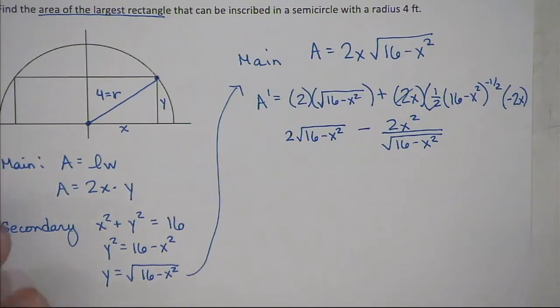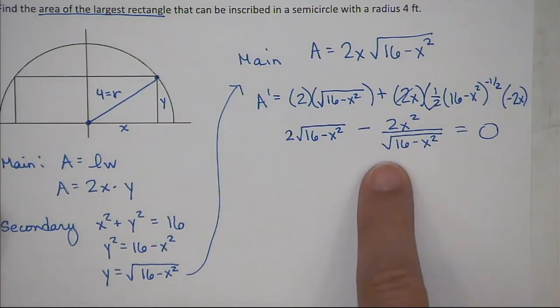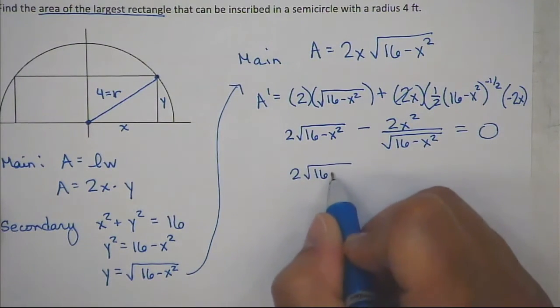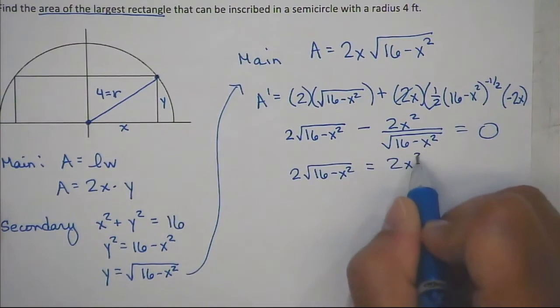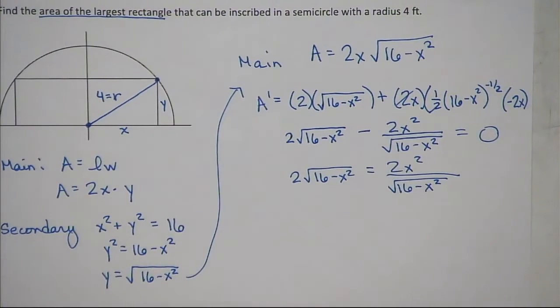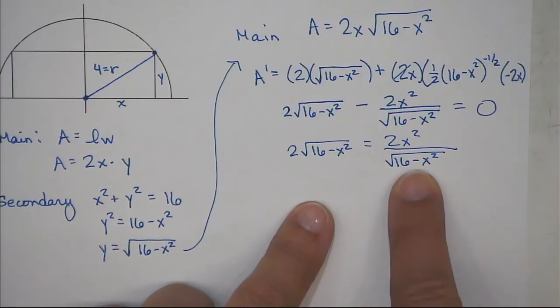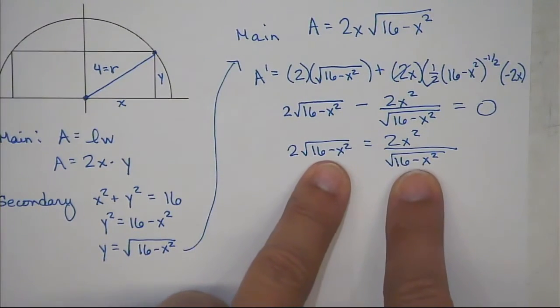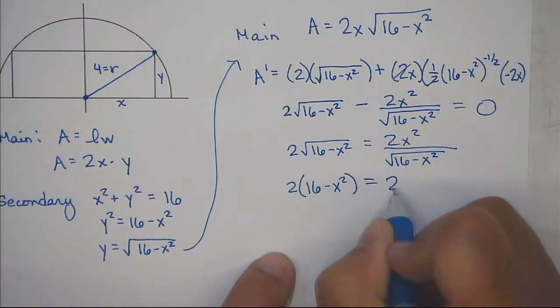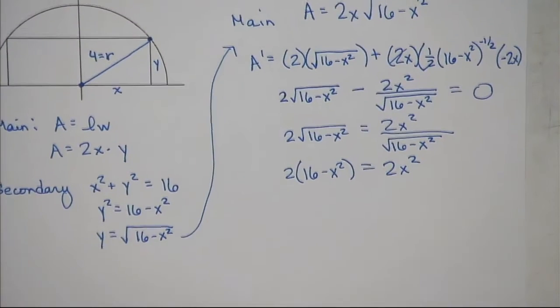All right, so we're going to set this equal to 0. Go ahead and move that fraction over to the other side, so we get rid of that minus sign. And then we're just going to cross multiply, so we'll get rid of that radical in a minute. We're going to multiply the square root of 16 minus x squared over here, so those radicals are going to go away. So that's 2 times 16 minus x squared equals 2x squared. And then we just got to solve that.